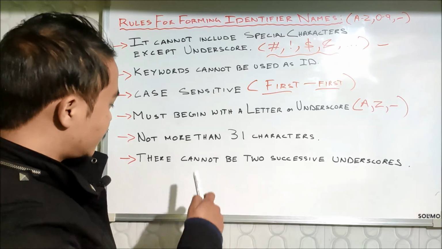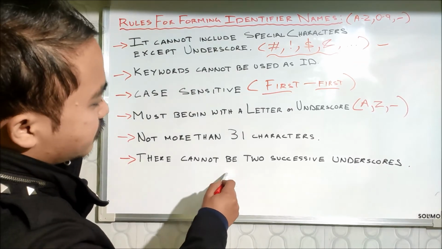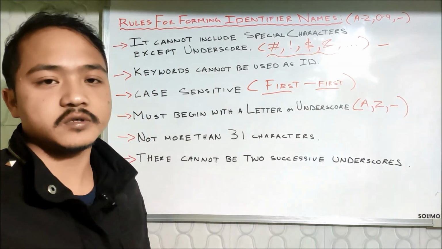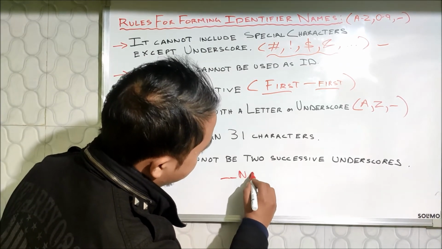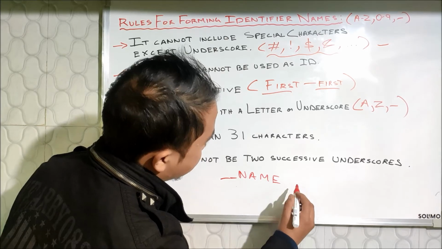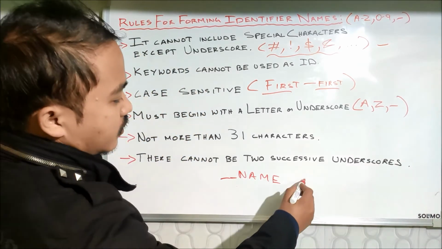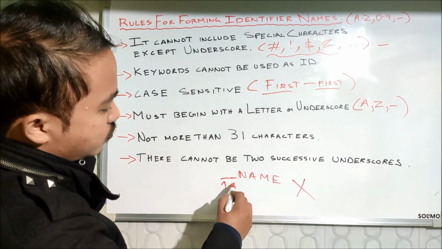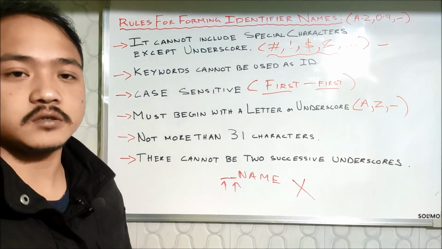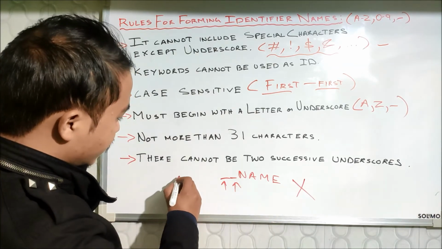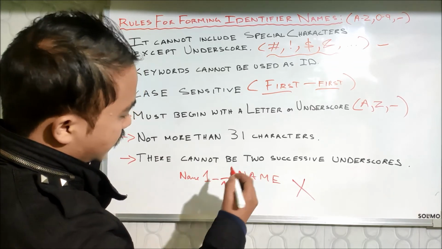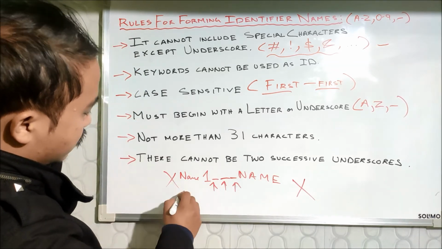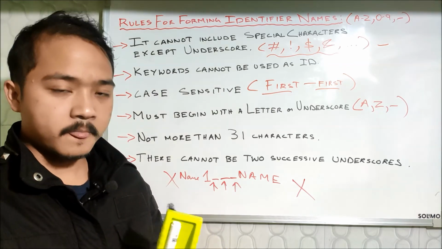The next rule is that there cannot be two successive underscores, like in a name with a double underscore. This is wrong. There cannot be two successive underscores. Or if you want to write the name again with two underscores, like this, it is also not acceptable.